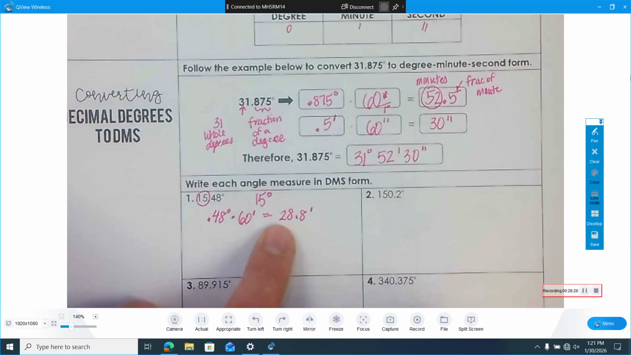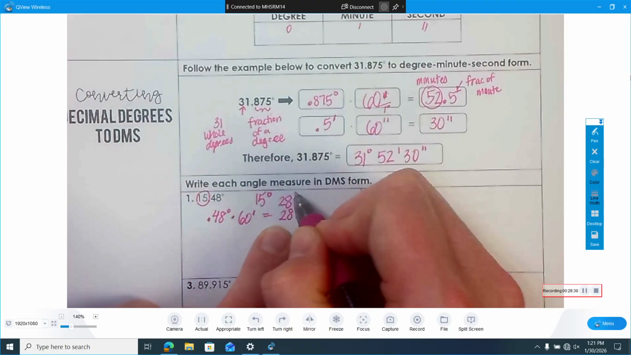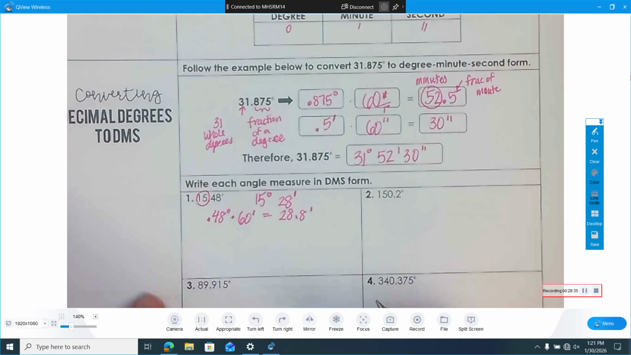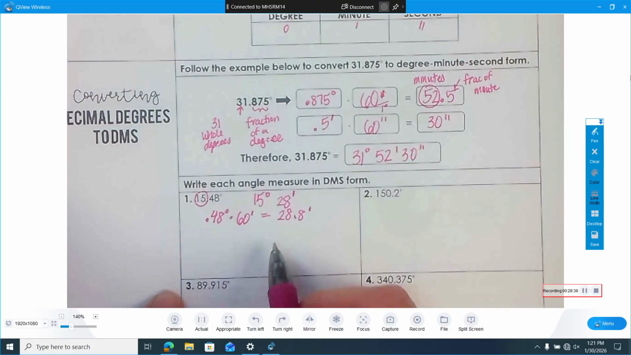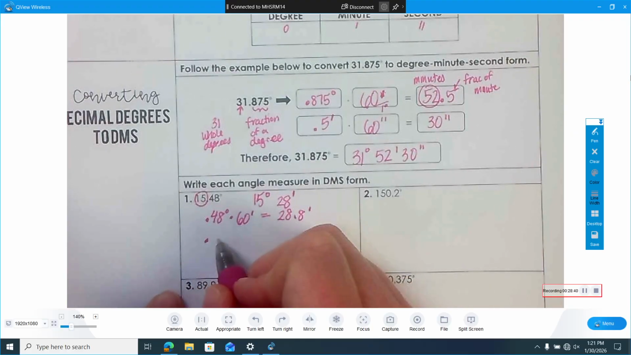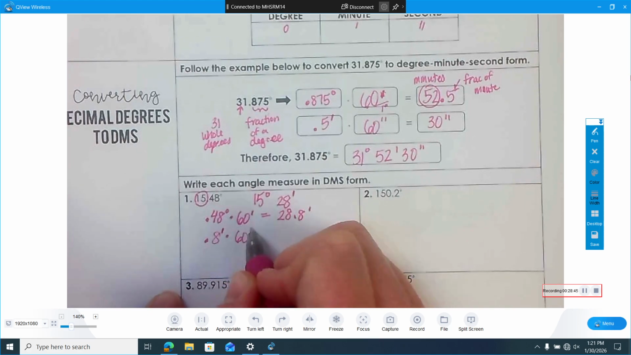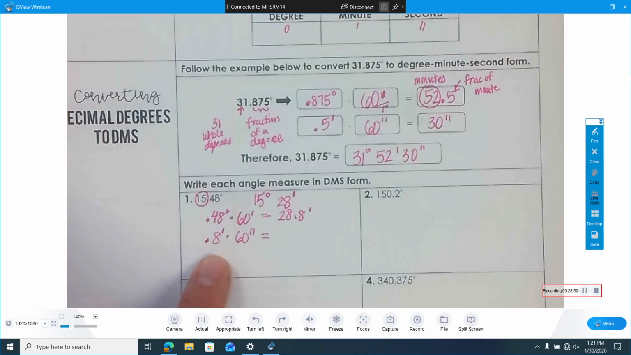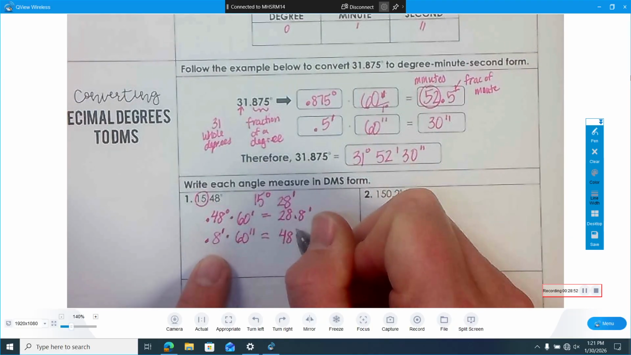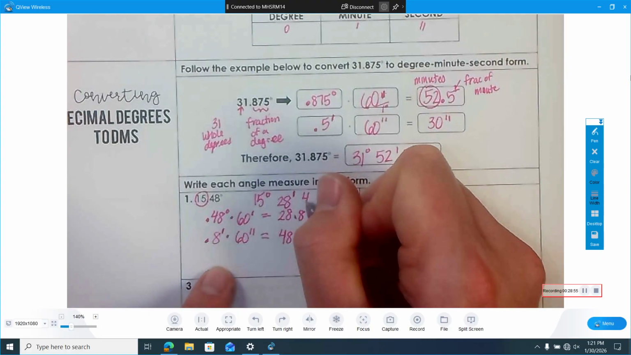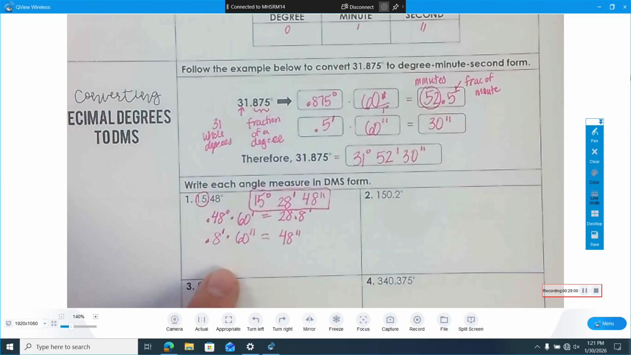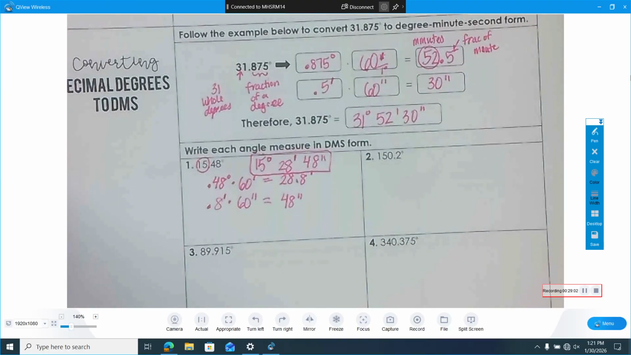So what does that mean? I have 28 whole minutes. What do I do with my fractional bit? Now I have 0.8 minutes, and I'm going to, again, multiply that by 60 seconds. So 0.8 times 60 is 48 seconds. So 15 degrees, 28 minutes, and 48 seconds. Why don't you try number 3?